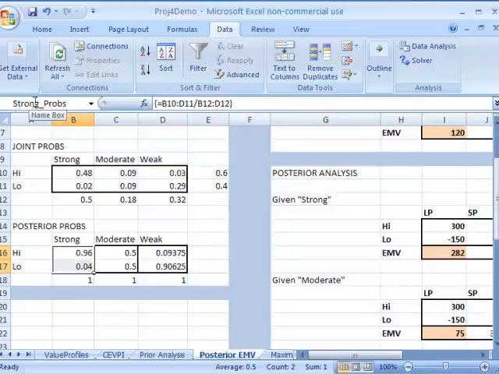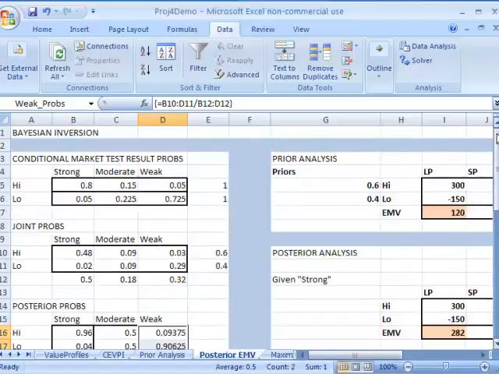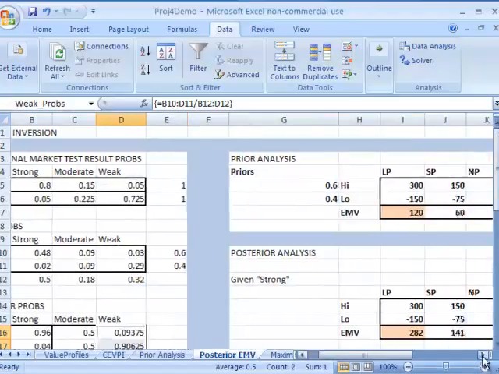names. These are called the strong probs. They're actually the strong posterior probs, but that'd be kind of a long name, so I just called it strong probs. And these are the moderate probs, and these are the weak probs. So by having those names here, it becomes a very simple matter to set up the posterior analyses that we have to do in this case.